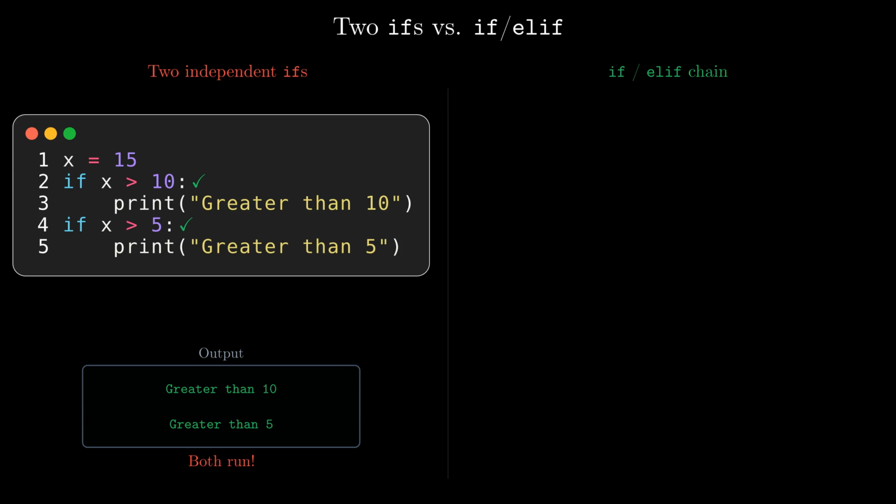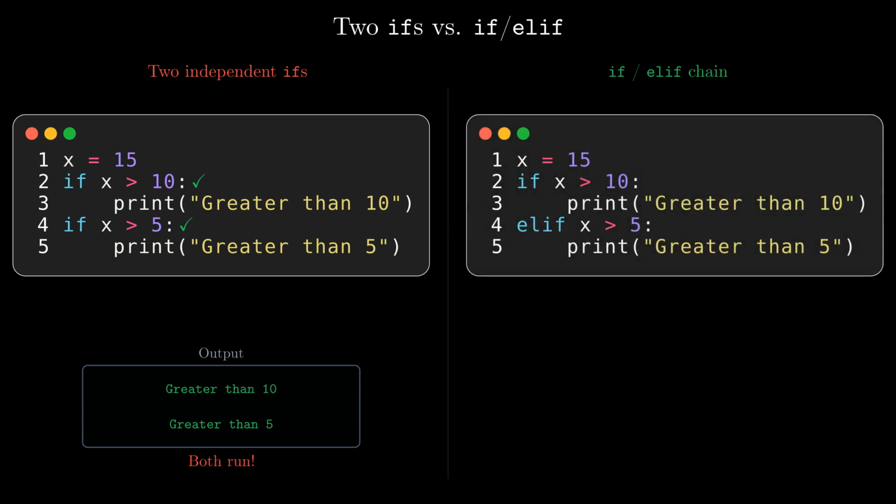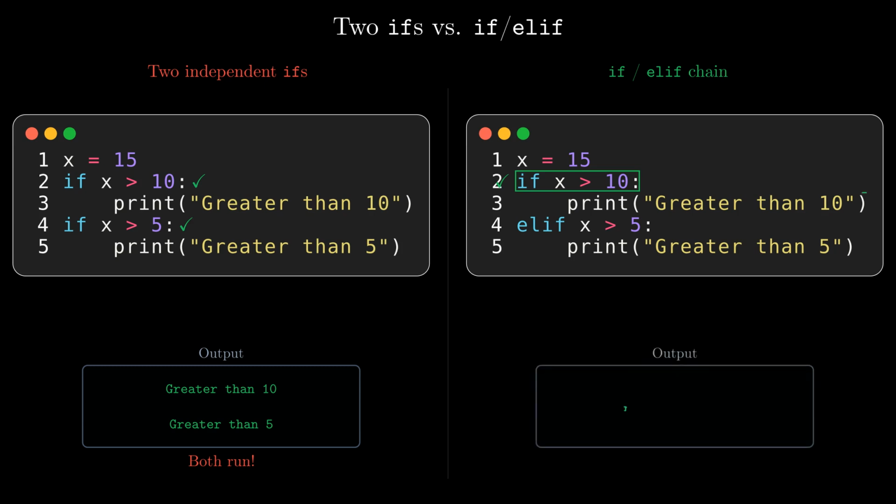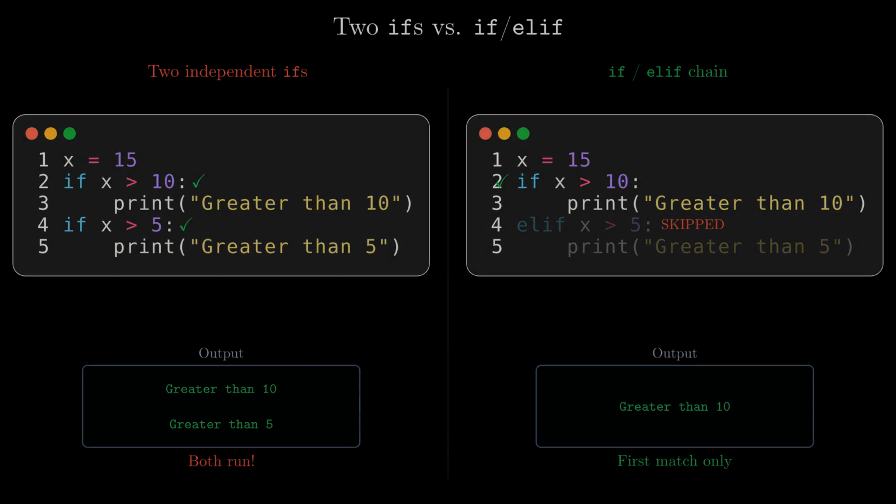Both messages appear. Now replace that second if with elif. X is still 15. Python checks whether x is greater than 10. True. It prints greater than 10 and skips the elif entirely. The elif never runs, even though 15 is greater than 5. The rule: an if starts a new independent branch. An elif continues an existing chain, and the chain stops at the first match.